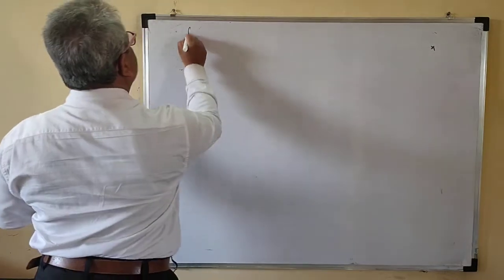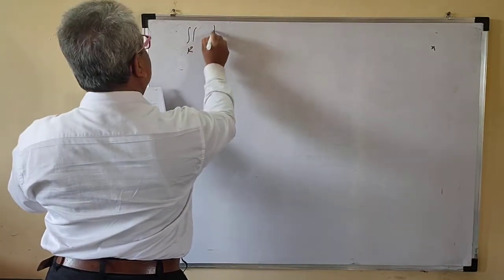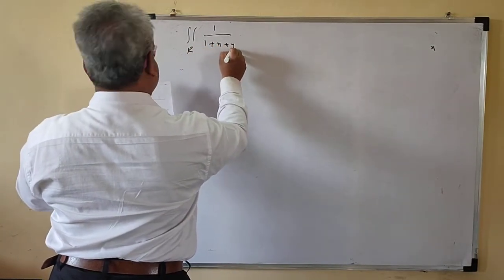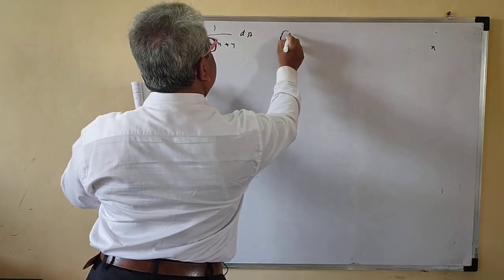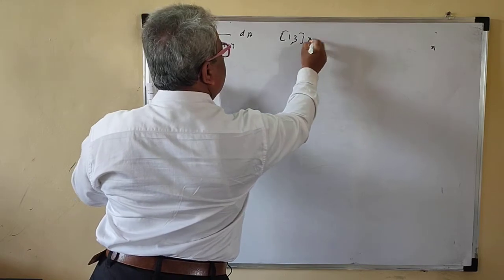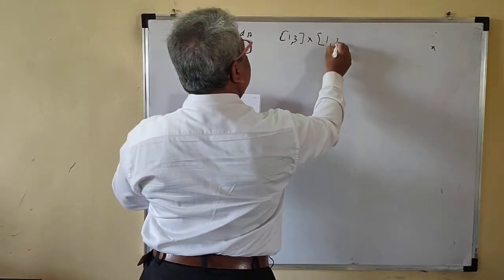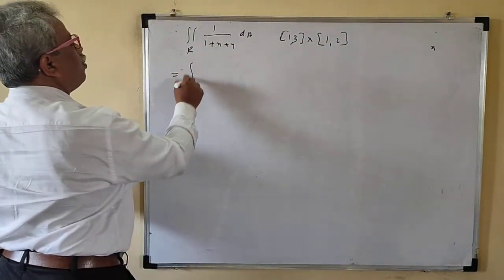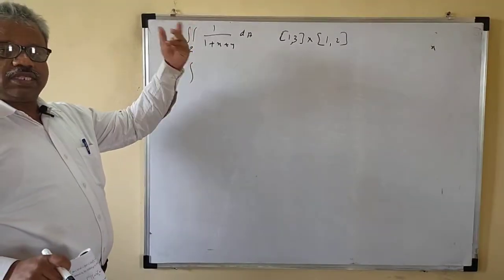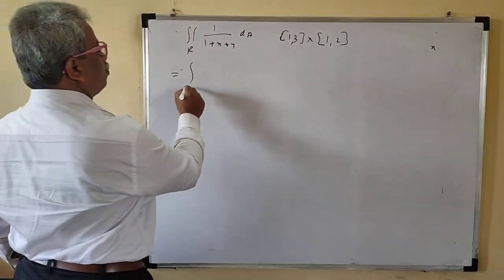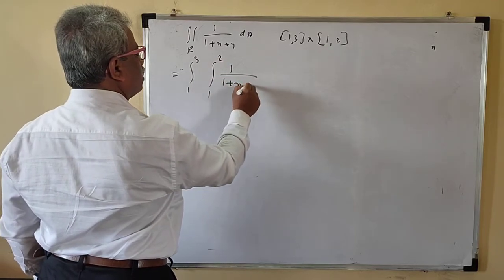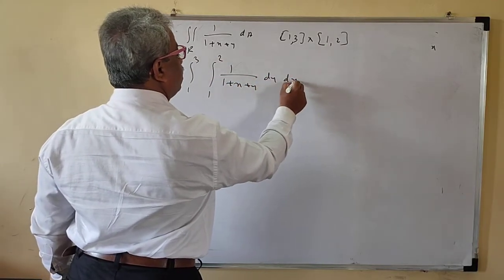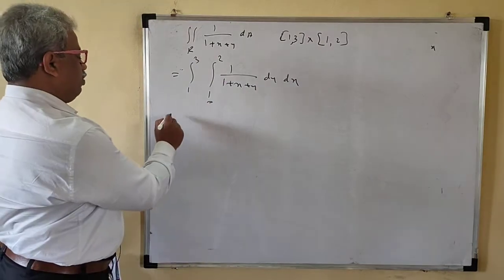So next one, suppose you have to integrate this, 1 upon 1 plus x plus y dA. Now here this is integral with respect to x, integral with respect to y, so no problem for this one. These are the limits of x, these are the limits of y: 1 upon 1 plus x plus y dy dx. Easily we can integrate this.